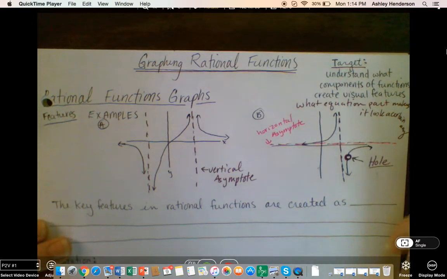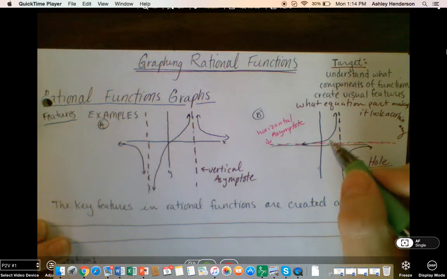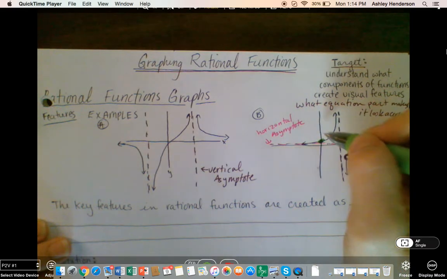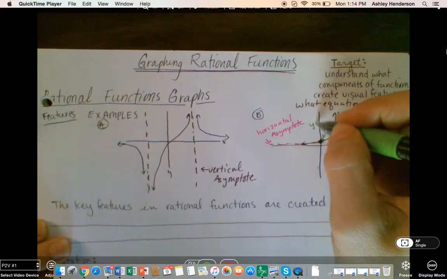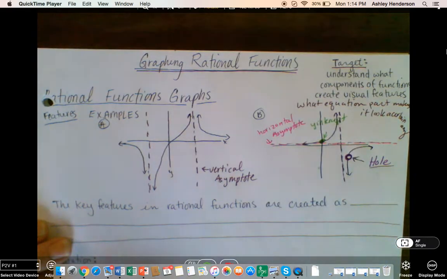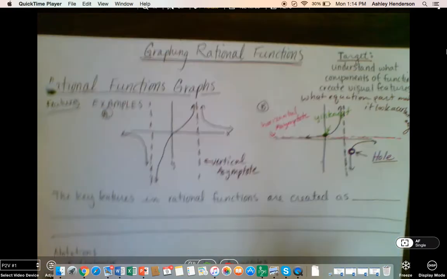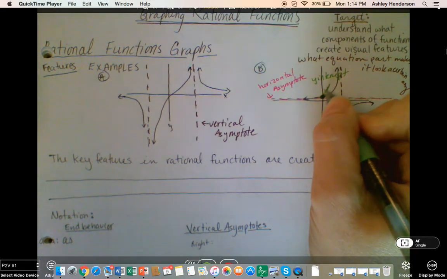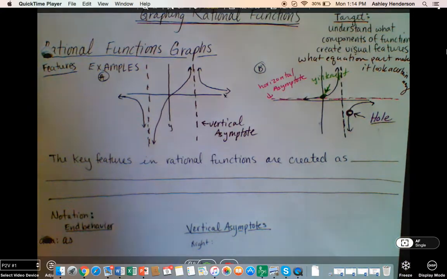Some of them have x-intercepts, a lot of them don't. And then right here, that right there is our y-intercept. You notice I've got all my handy dandy colors out to help me really be clear about what exactly I'm talking about as I coordinate my notes. It's a great strategy. Okay.